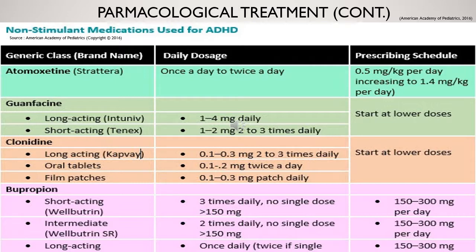Wellbutrin, bupropion, is a different type of antidepressant that has been found to reduce symptoms of ADHD and depression in many patients. As depression may be comorbid with ADHD, this may be an effective medication for patients that exhibit symptoms of both.